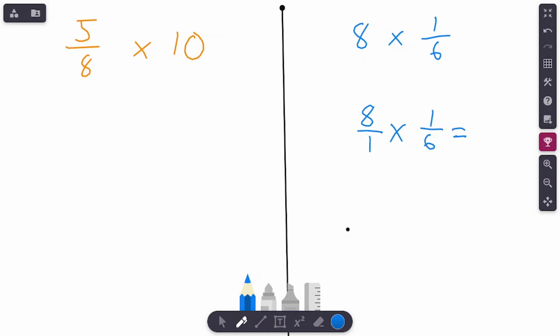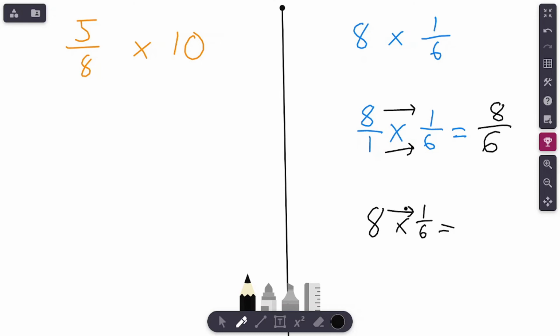So let's multiply and see what we get. We're going to multiply straight across, Mr. C. Numerator times numerator, denominator times denominator. 8 times 1 is 8. 1 times 6 is 6, and there is your answer, 8/6. Let me show you this strategy here just in case you used it. Same thing, you're multiplying the numerator by the whole number and you get 8, and the denominator stays the same. Either strategy gives you the same answer. I recommend using this one here though. Okay?